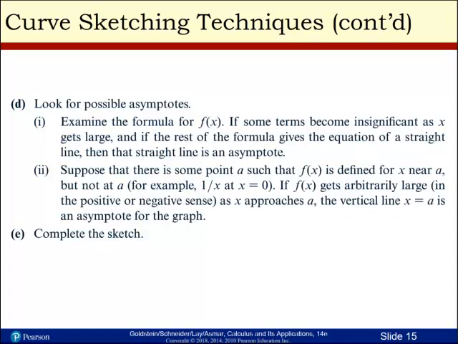Suppose that there's some point A such that f of x is defined for x near A, but not at A. For example, 1 over x at x equals 0. If f of x gets arbitrarily large in the positive or negative sense as x approaches A, the vertical line x equals A is an asymptote for the graph. So you'll want to find those. So look in the denominator where you might get a 0. And then you're going to complete your sketch.